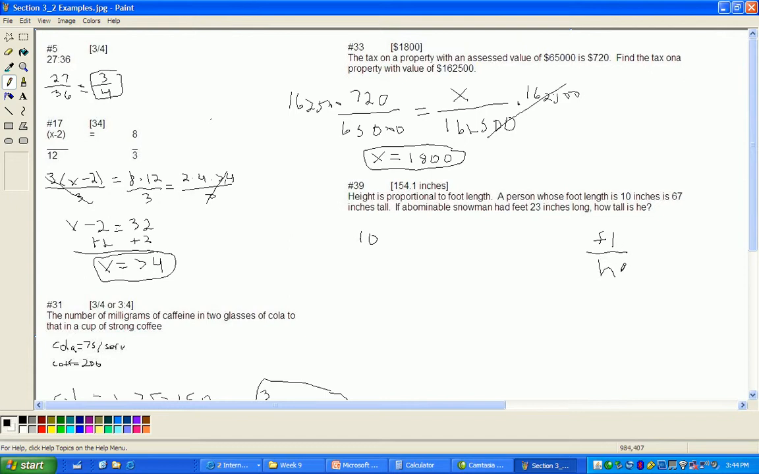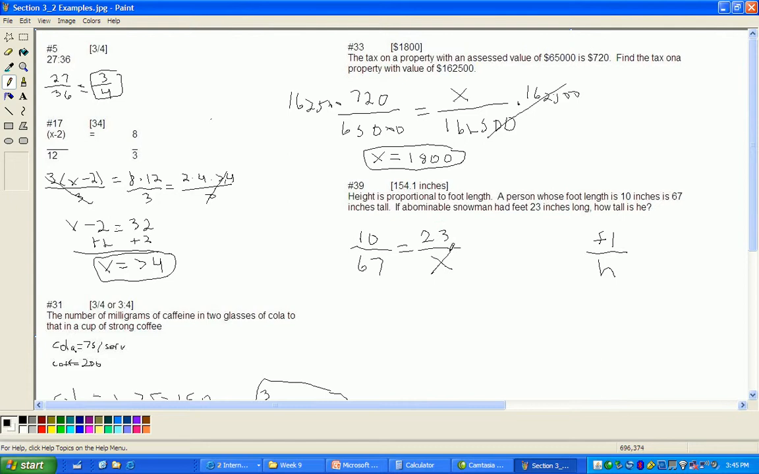If the abominable snowman has feet, so again the feet have to be on top, 23 inches, he has really big feet, divided by how tall he is, we don't know, we're trying to figure that out. Now all we've got to do is solve for x using the proportion. We can cross multiply and solve. One trick I like to do here is always write our proportions with our x on top. That way it's really easy. So what we can do is just flip everything.